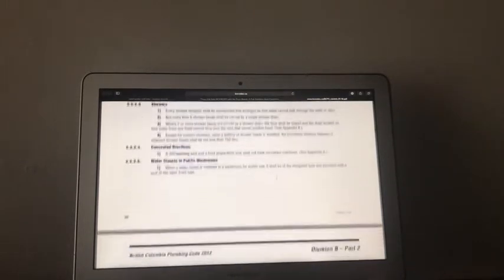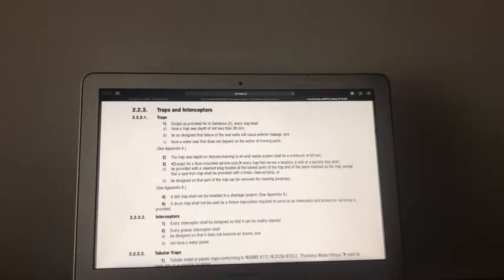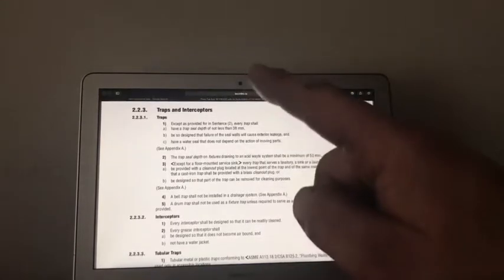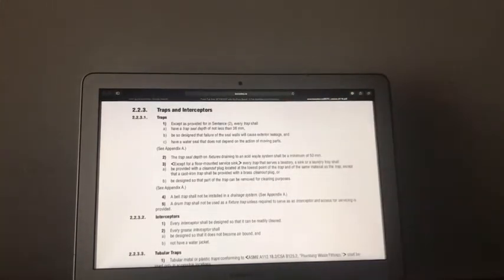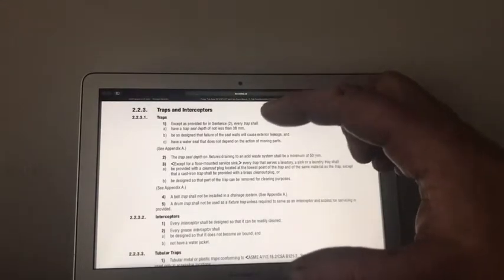So we're going to start with 2231, which is for traps. Except as provided for sentence 2, every trap shall have a trap seal depth of not less than 38 millimeters. Sentence 2 is trap seal depth of fixture drain draining into an acid waste system shall have a minimum of 50 millimeters. So that's your see-through trap for acid waste system, and those have a little bit bigger trap seal depth.